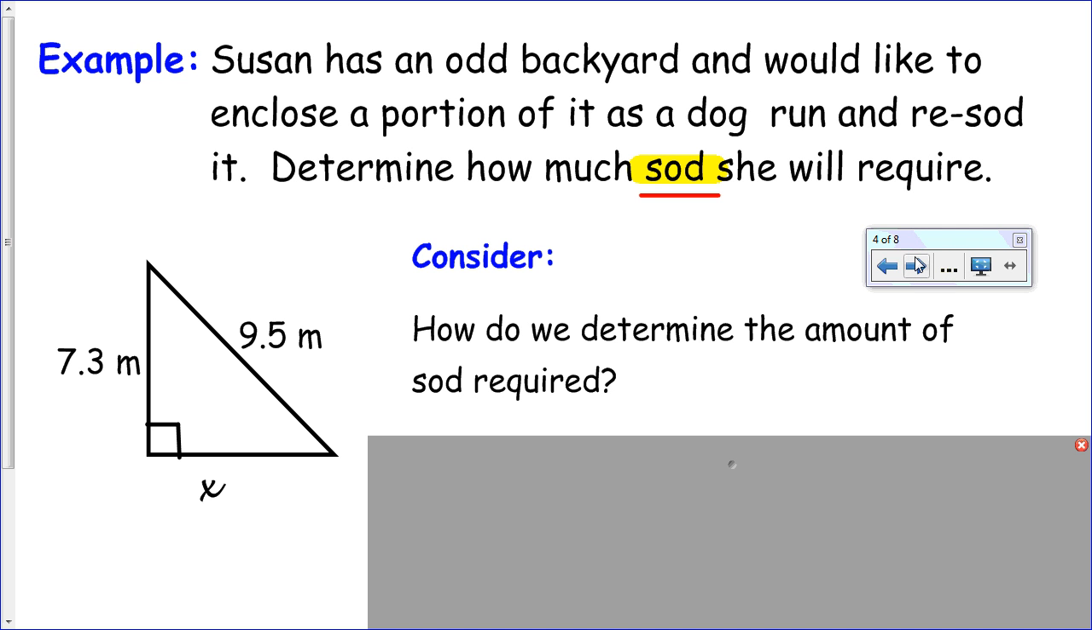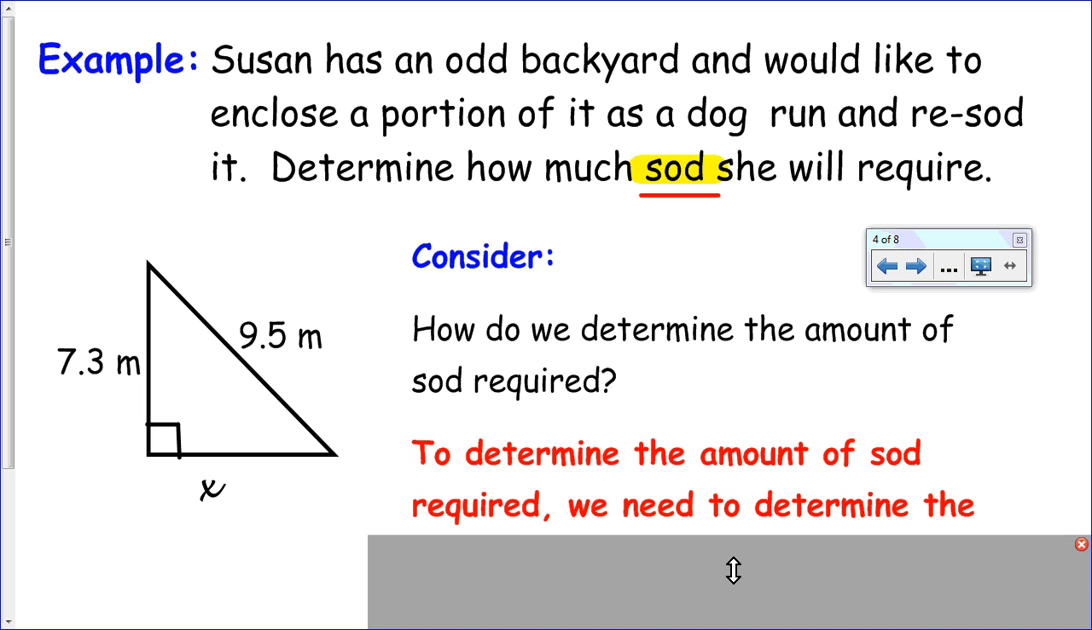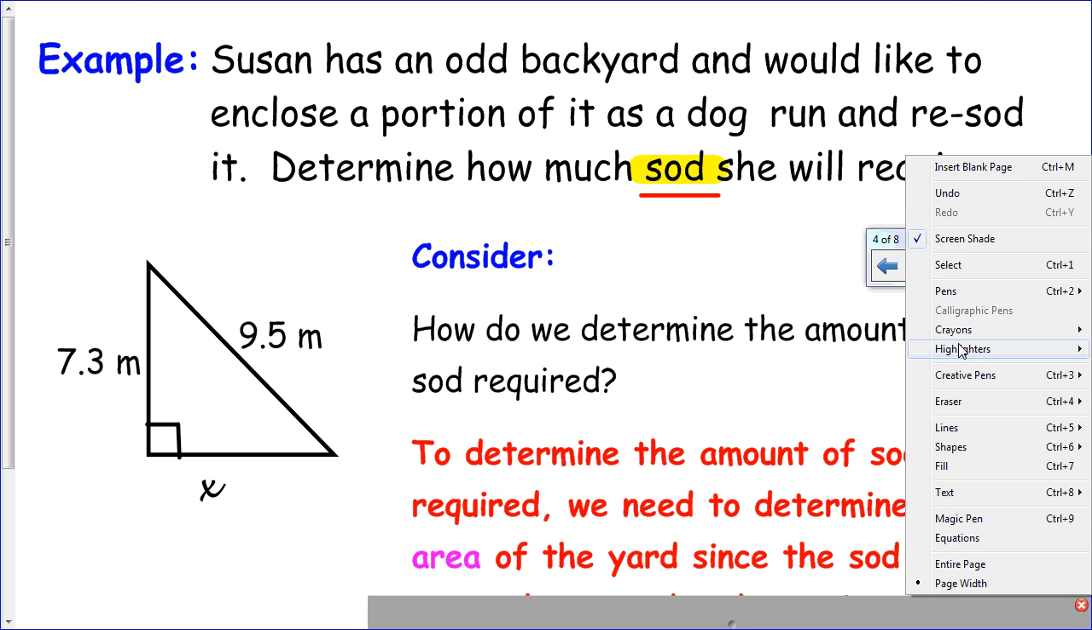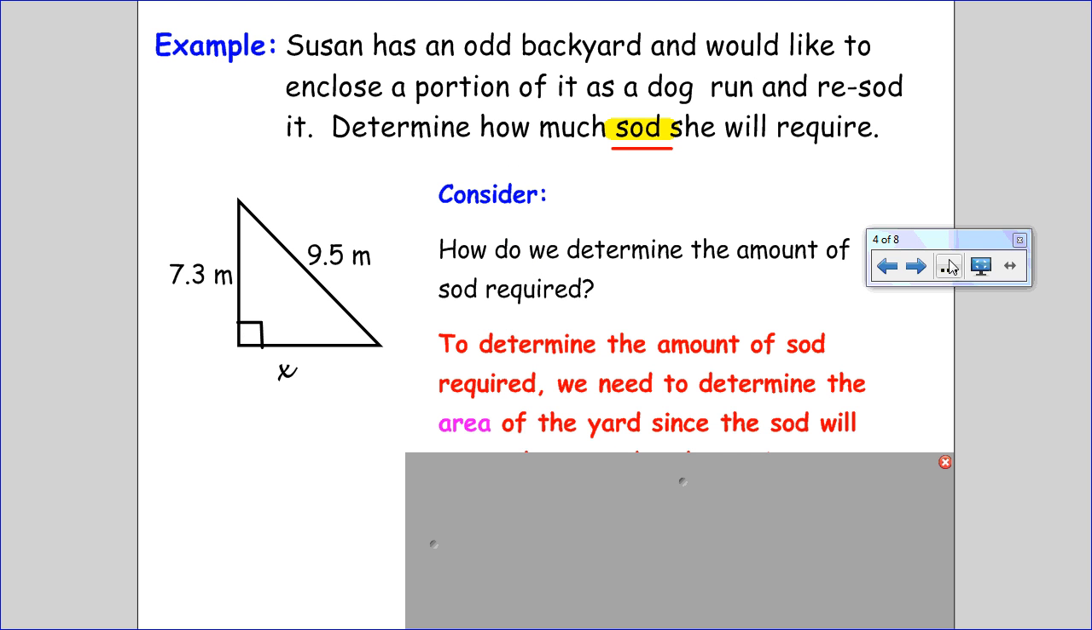Hopefully you highlighted and underlined the word sod, because the word sod tells us we're putting something down over top of the ground and we're covering. So that tells us that we need to determine the area of the yard, because sod is going to cover the ground.